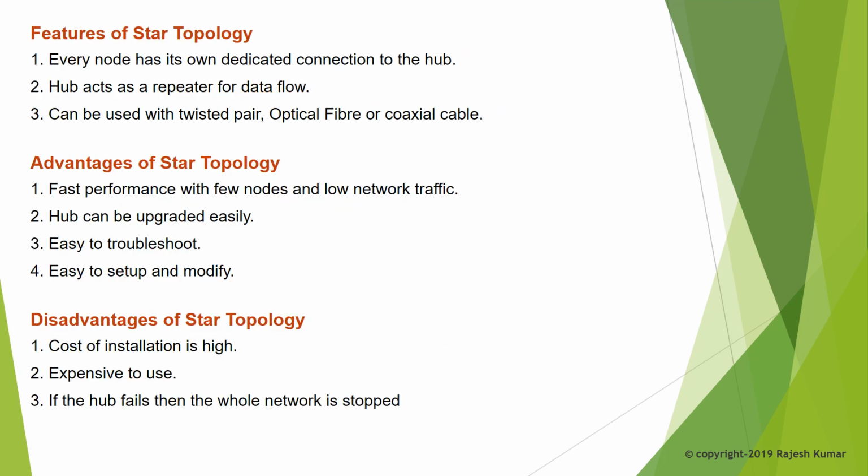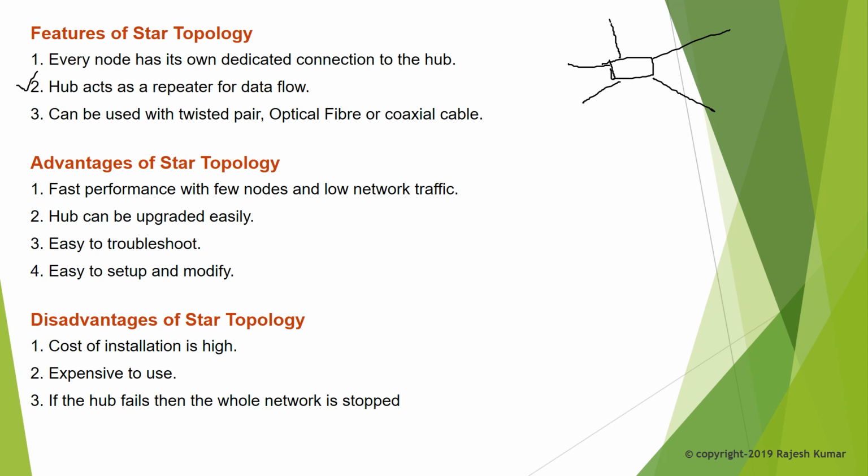Features of the star topology. The first feature of the star topology is that every node has its own dedicated connection in order to connect to the network. So let's assume we are using a hub as the centralized device, and this hub is connected to 5 different computers in the network. So all the computers will have their separate and dedicated wire to connect to the network. It is not possible to use one wire to connect to 2 different devices.